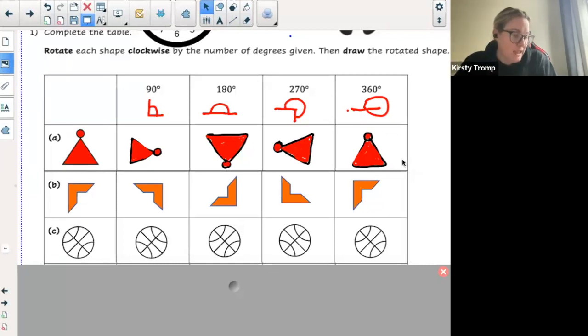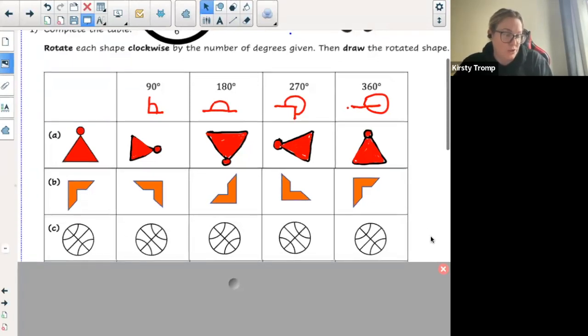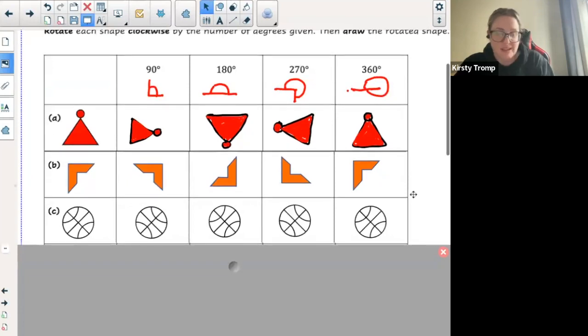For C, if we look at the 360, there he is. He's all the way back to where he should be. If we go to the 90, oh, this is a confusing one to look at because it's a ball, and the ball is a little bit tricky because it's got all these lines in it. But there we go. So the ball is a little bit more tricky to look at.